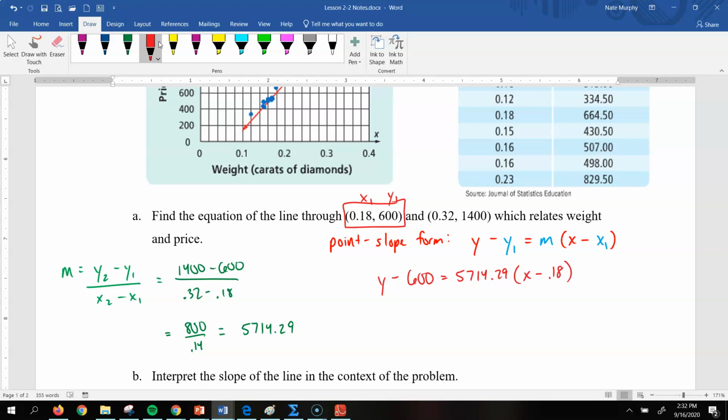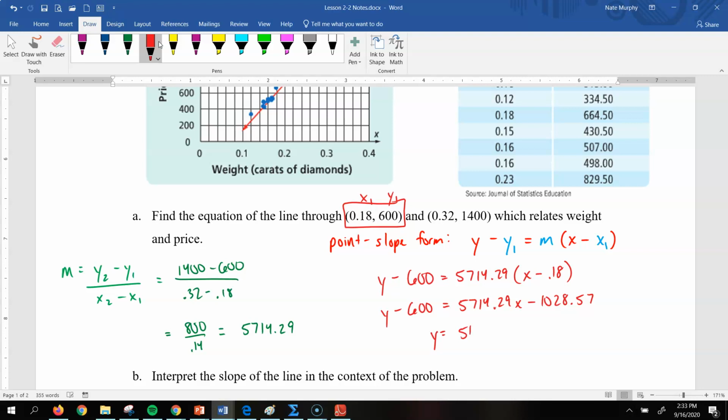We could simplify that. I'm going to simplify that by distributing the 5,714 through. And when we multiply 5714.29 times 0.18, we get 1,028.57 approximately. So now I would add 600 to both sides. I wouldn't add it to the x. I'd add it down there to that negative 1,028.57. And we would get our equation then being where y equals 5,000.